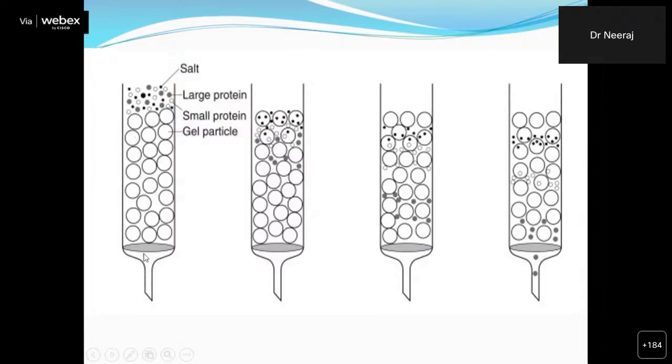So large protein is eluted first. This is the term used in chromatography. Eluted means which comes out first. So this large protein is eluted first and small protein is eluted last. You can see here the small protein, large protein. This large protein is eluted first. So it is showing we can separate with gel chromatography.